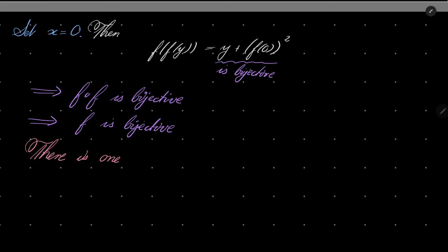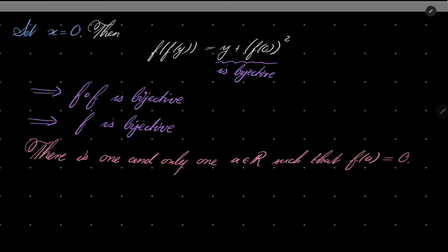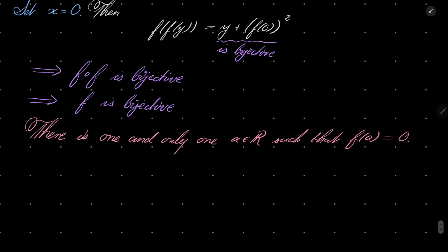Alright, so there is one and only one real number a such that f of a equals 0. Yes, there is such because function is surjective. There is at most one because it's injective. And now let's set x to be 0 and let's set y to be a in our very first functional equation asterisk.